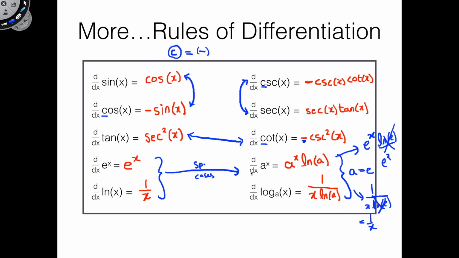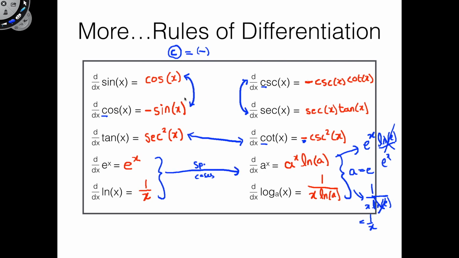So as you can see, there are some pretty interesting correlations here, and you can use those to your advantage too. If you know this one, but you forget what the derivative of e to the x is, you can just say, okay, let's plug in e, and then you'll get that answer out. That's just some handy information for you to have.